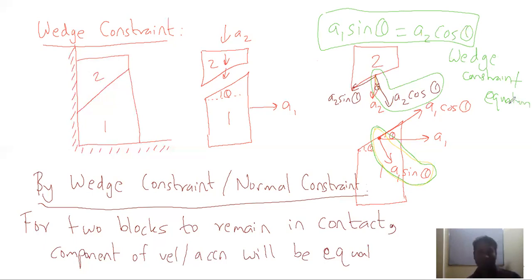So for the two blocks to remain in contact, the components perpendicular to the surface must be equal. So the components perpendicular to the surface for velocity and acceleration will be equal. This is what we call wedge constraint. I hope you understood this topic clearly. Let us see more examples of wedge constraint.